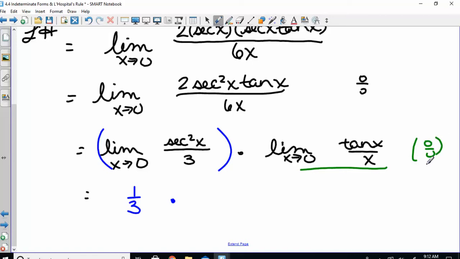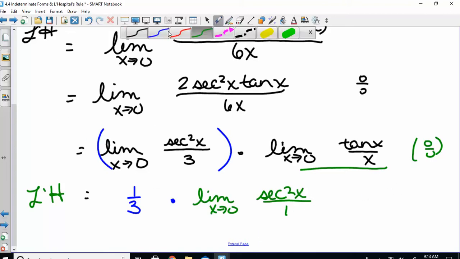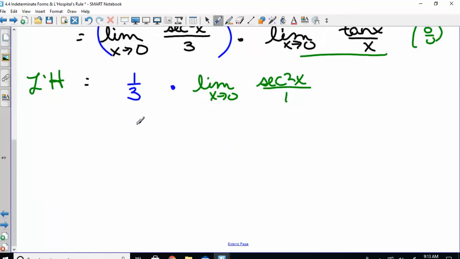Now this is still 0 over 0, so what do I have to do for that part? L'Hopital's. So the derivative of tangent is secant squared over the derivative of x is 1. So we are in good shape now. So we have 1/3 times secant of 0 is 1 over 1 is 1/3. That one was definitely a couple steps harder than the ones we have been doing.